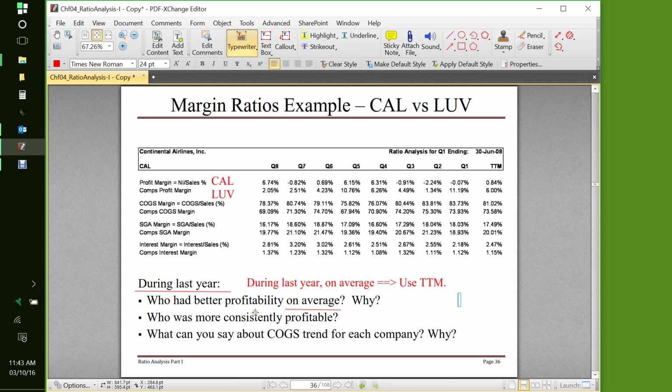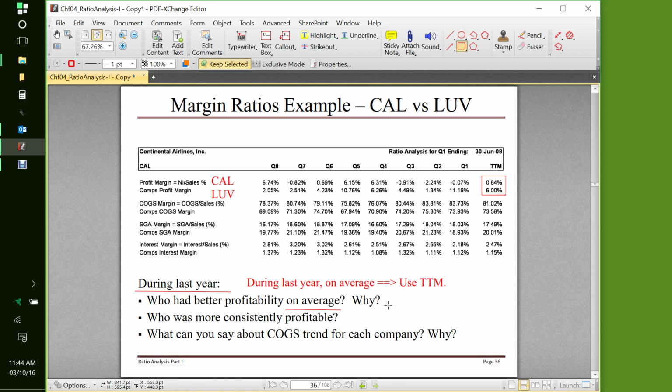So really now all we need to know, who had better profitability? We need to answer what's the ratio that goes to profitability. Profit, synonym for net income, right? So we want the ratio with net income in it. That's our profit margin, net income divided by sales. You're welcome to look at more, but all we need to look at is the TTM ratio for profit margin. How many dollars of net income did we squeeze out of each dollar of sales? Bigger is clearly better. So Love clearly at 6% over 0.84% is better.